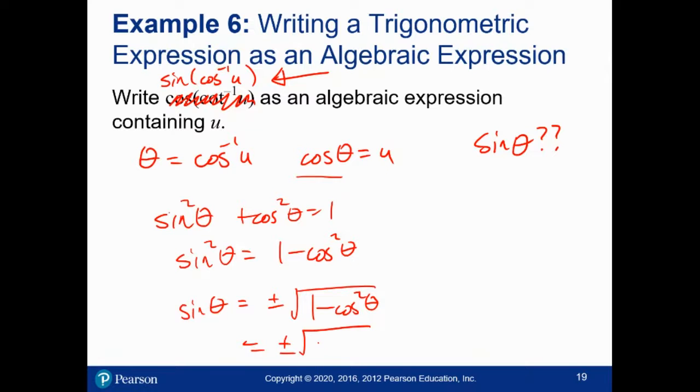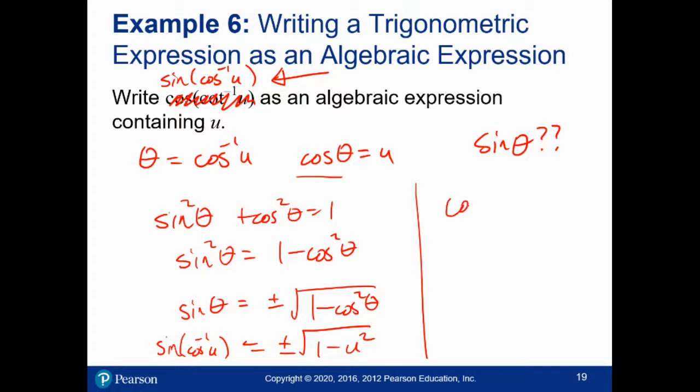But what's cosine of theta? It's just u. So the good news is we've gotten our, and theta, remember, was arc cosine of u. So this is now the sine of the arc cosine of u. We do, however, have a plus or minus. So we need to be specific about which one we have.